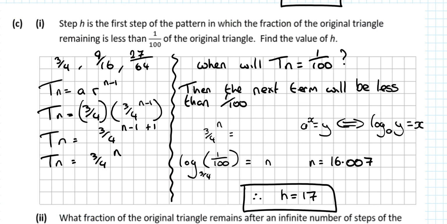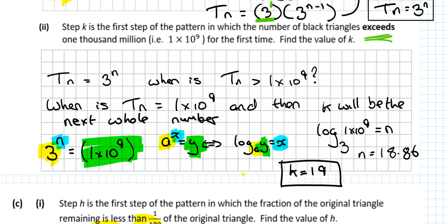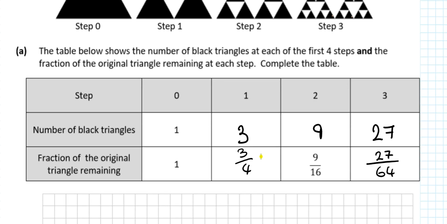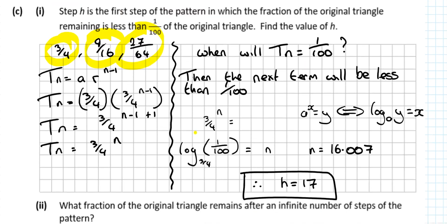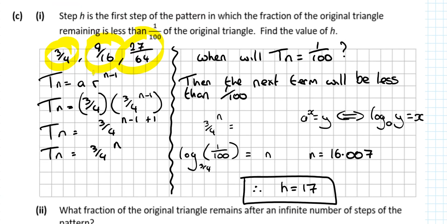So this is a very similar question. Step H is the first term in the pattern in which the fraction of the original remaining is less than 1/100th of the original triangle. So the pattern is 3/4, 9/16, 27/64ths, as we have here. And remember, T1 comes from this column here because it's step 1, as it clearly says there. We want to find Tn, the general term for this pattern.